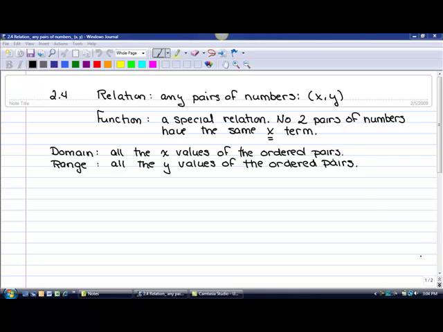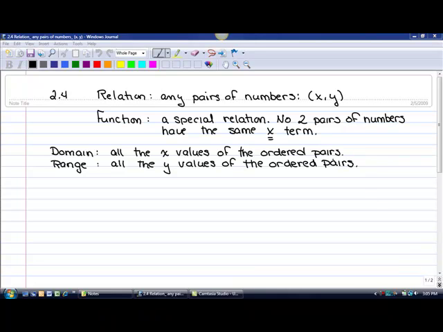These are the notes from section 2.4. This section deals with the idea of a relation and function. A relation is any pairs of numbers that you can write as an x,y coordinate, and a function is a special type of relation where no two pairs have the same x term. So none of the pairs have the same x value.